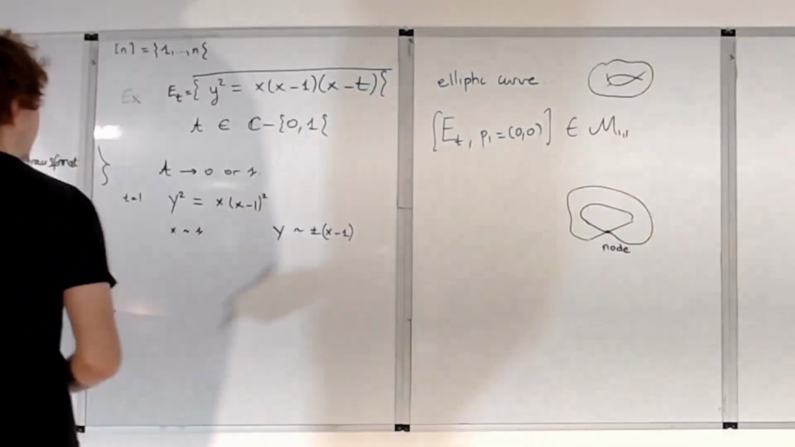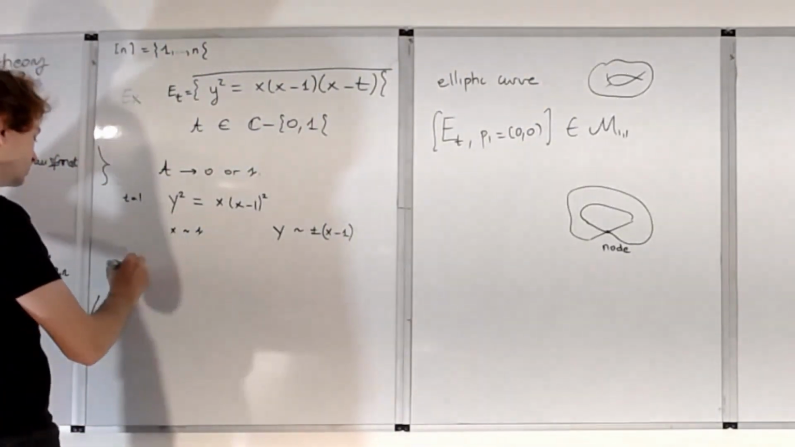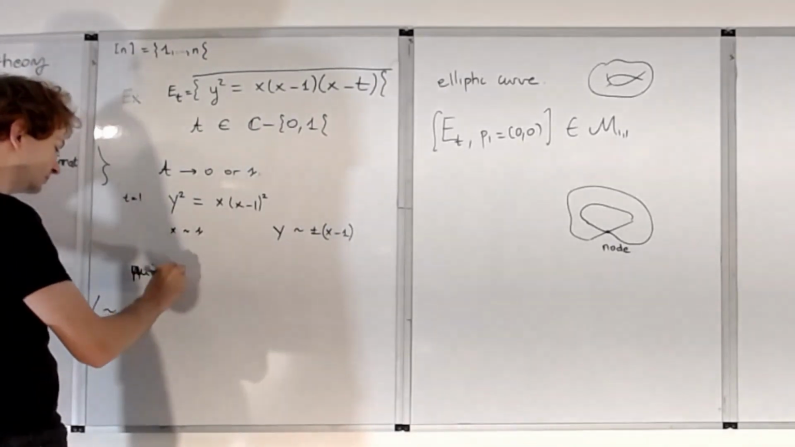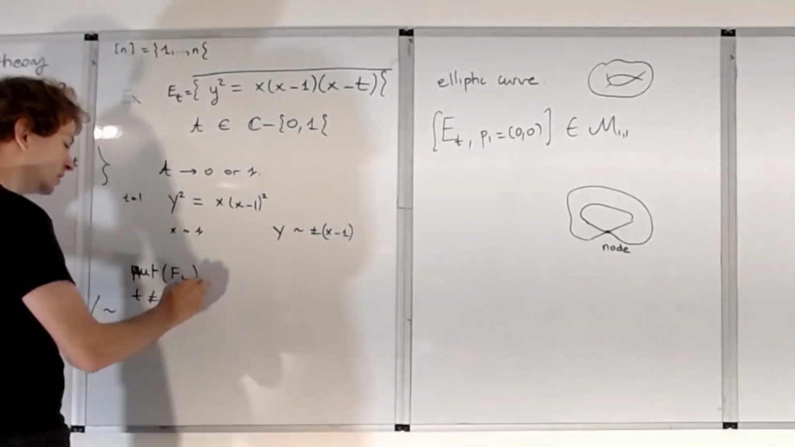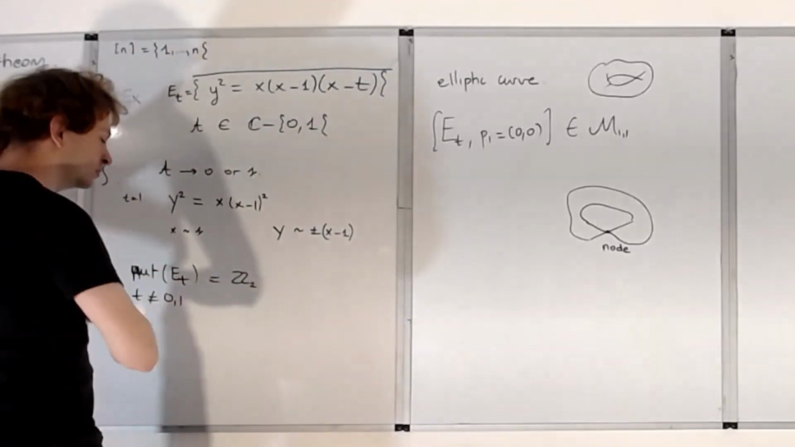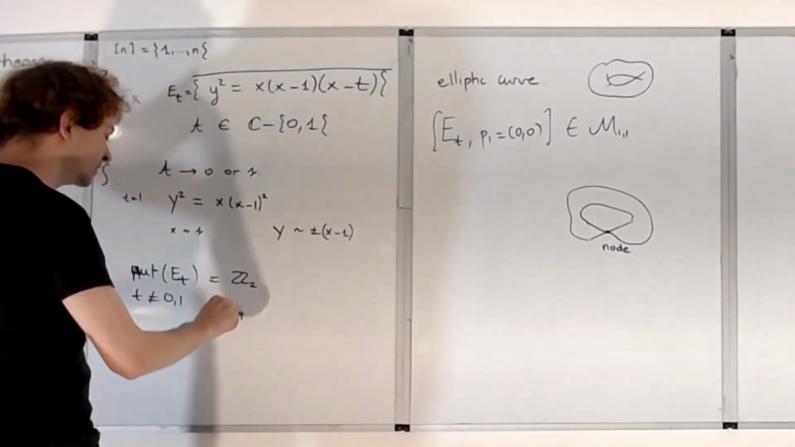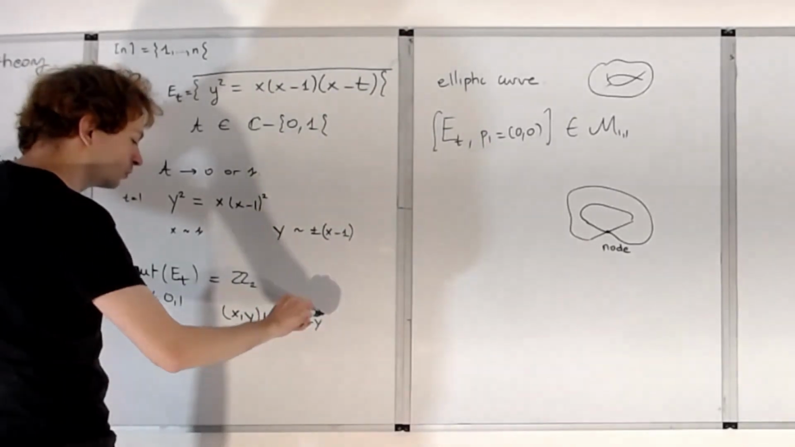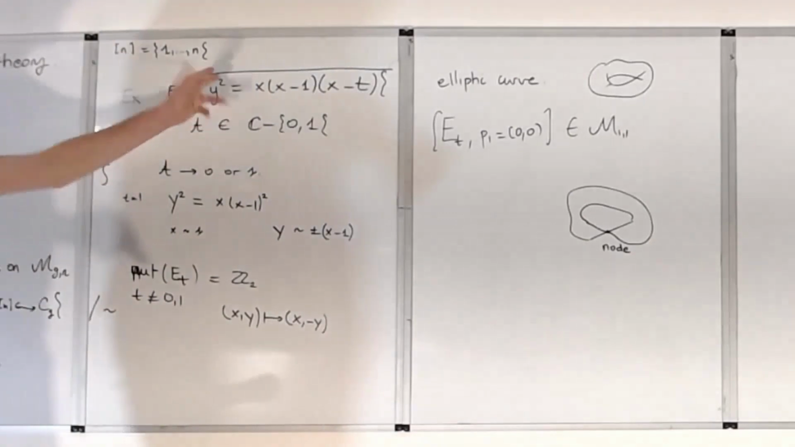And there's another thing that we can notice, which is that for this curve, there is an automorphism. So again, if t is different from 0 and 1, actually the automorphism group is Z/2Z, because you have a holomorphic involution which is sending (x, y) to (x, minus y), which satisfies the same equation.